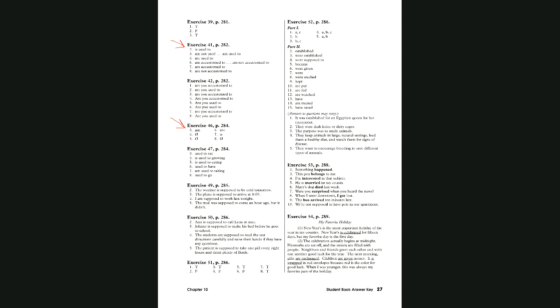Okay, and let's go to exercise 47. Number 3, used to eat. Yes. Number 4, is used to growing. Number 5, is used to eating. Number 6, used to have. Number 7, am used to taking. And number 8, used to go. Did anyone miss any of these? Because this one was challenging.